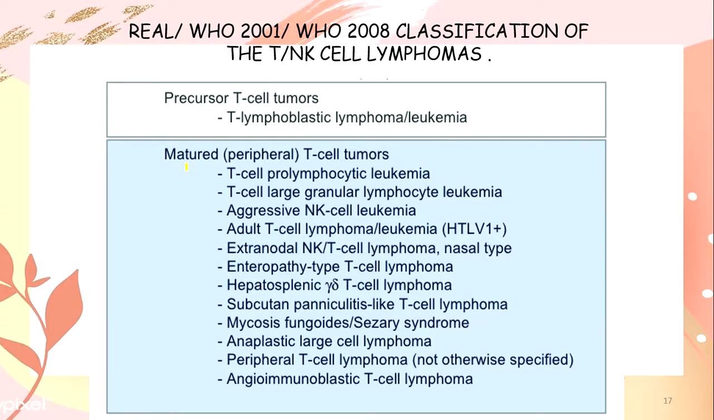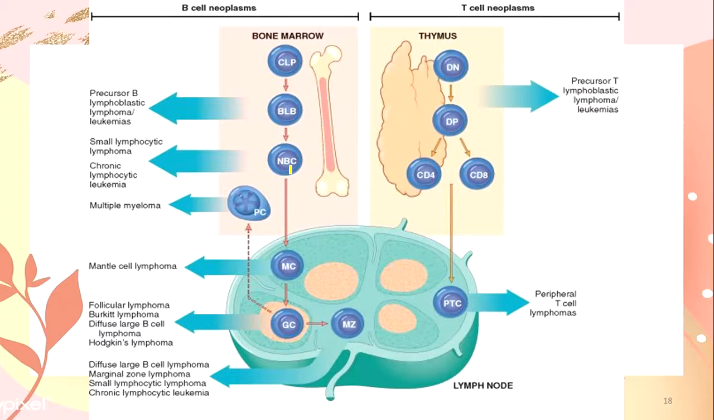Precursor T cell tumors and peripheral T cell tumors, which include mycosis fungoides, Sézary syndrome, anaplastic large cell tumor, angioimmunoblastic T cell lymphoma. This is a very beautiful diagram, and it shows the various zones from which the lymphomas arise. The lymphoma which arises from the mantle zone is known as mantle cell lymphoma. Those which arise from the germinal center include follicular lymphoma, Burkitt, DLBCL, and Hodgkin lymphoma. The lymphomas which can arise from the marginal zone include DLBCL, marginal zone lymphoma, SLL/CLL.